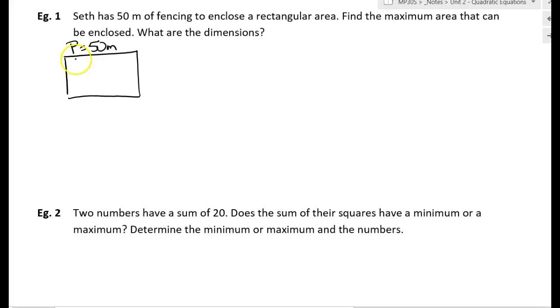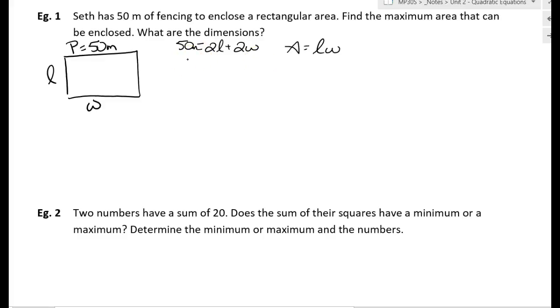What are the dimensions? We can call it length and width to describe our rectangle, and we can write one equation that says 2 lengths and 2 widths will equal my perimeter. So instead of P, I can fill that in with 50 meters. Alternately, I can write an equation for area saying it's length times width. But right now, that doesn't help me because there are absolutely no numbers in here.